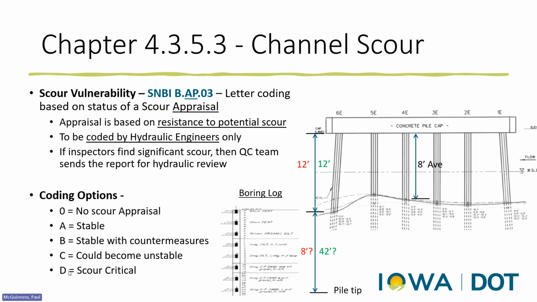And then they would code it on the scale of 0. It either hasn't been done. So with item 113, sometimes the default was like rated a 6 if it hasn't been done. But in this case, we're indicating there hasn't been a calculated scour appraisal, or it has been calculated and determined to be stable all the way up to scour critical. So we still use those terminologies, scour critical.